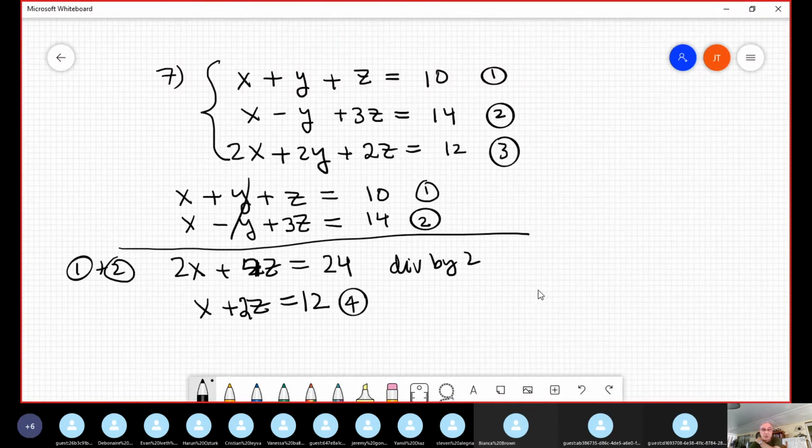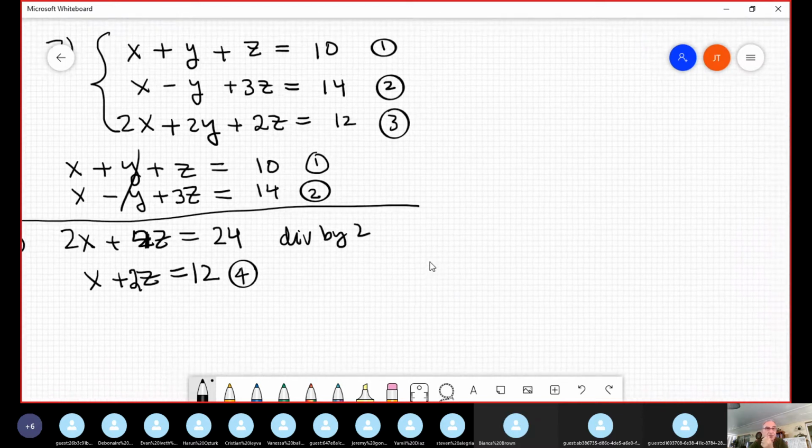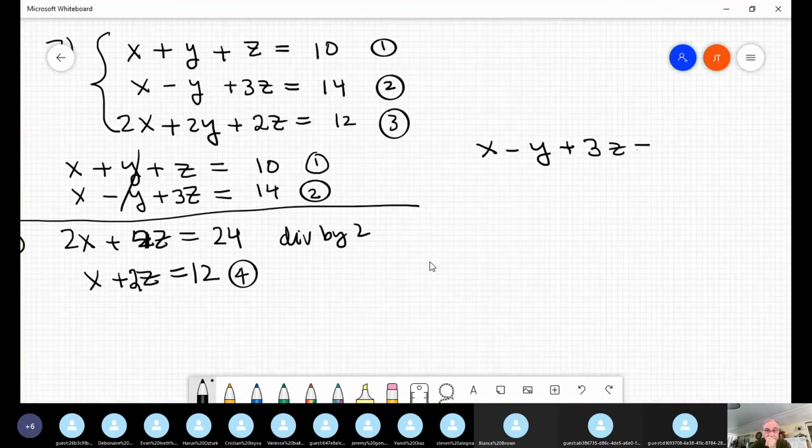Because we have 1, 2, 3, no? This is number 4. It contains only 2 variables. Likewise, I take the equation 2 and equation 3. I take the equation 2, which is x minus y plus 3z equal 14.